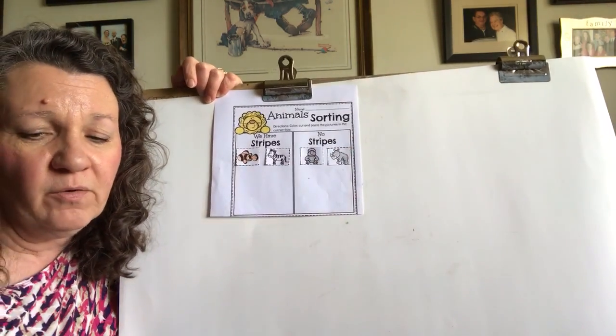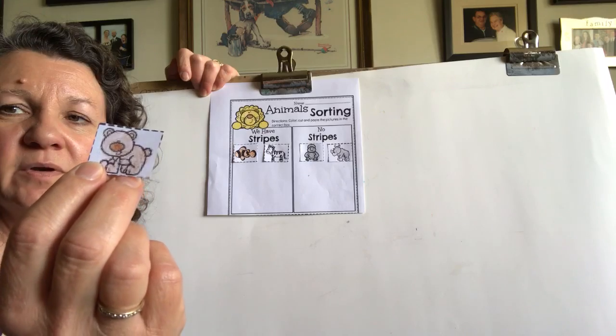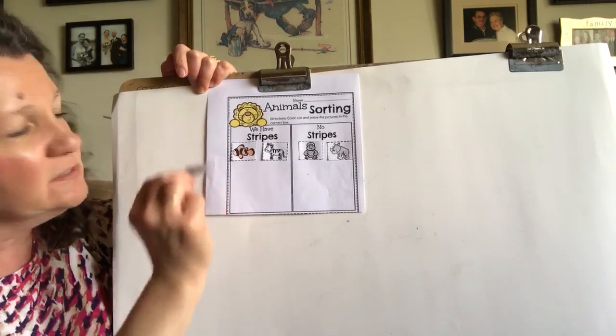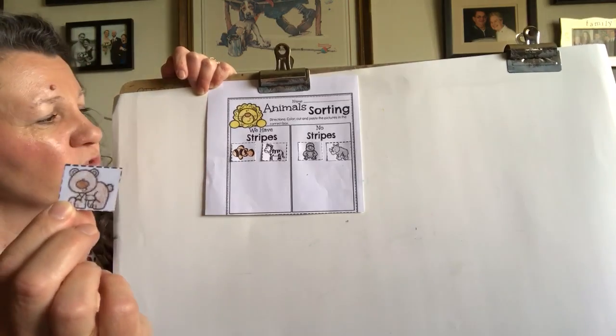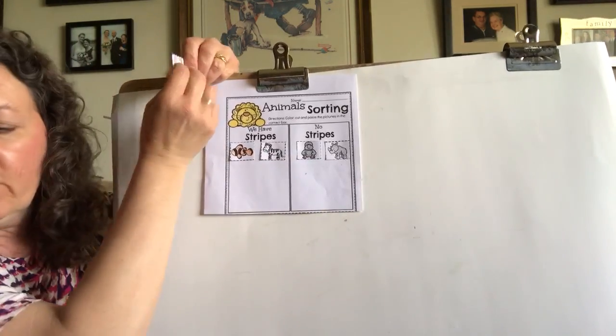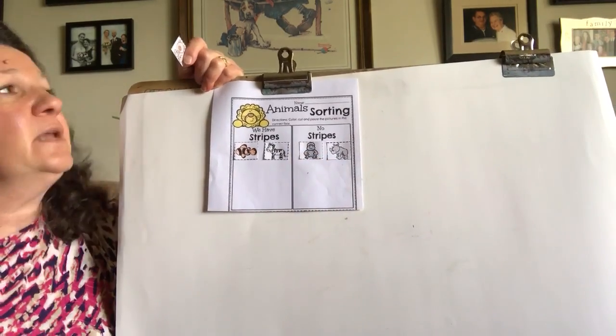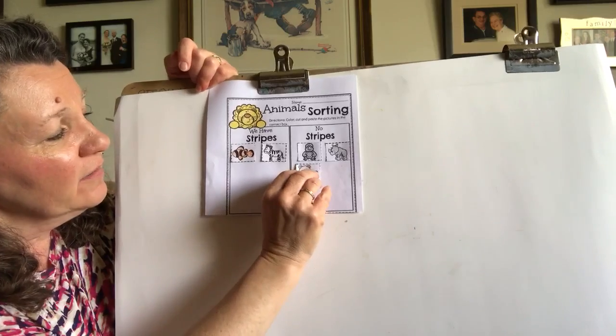Okay, how about this one? What is that one? That's our bear. Does the bear have stripes? Does he have those lines on his body? No. So where should it go? Over here. No stripes. We'll put our bear over on this side because the bear does not have any stripes.